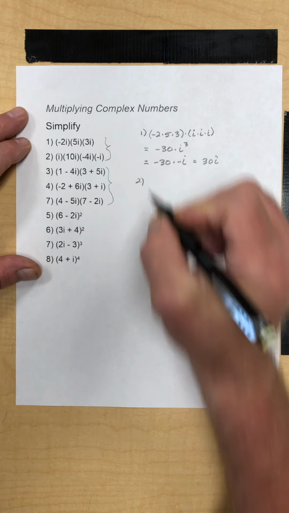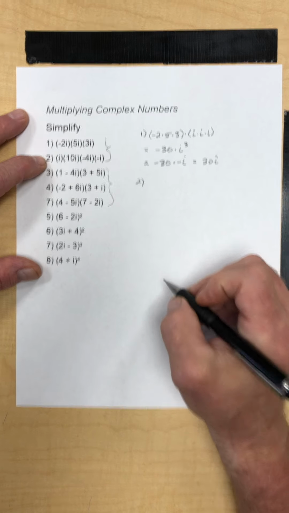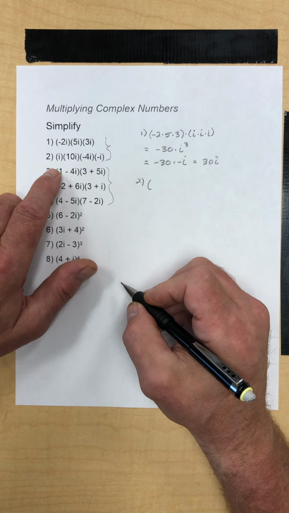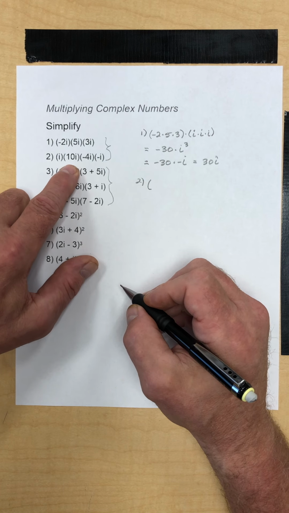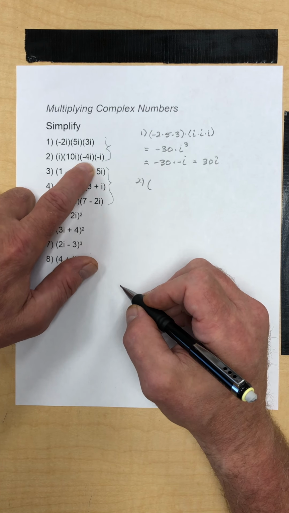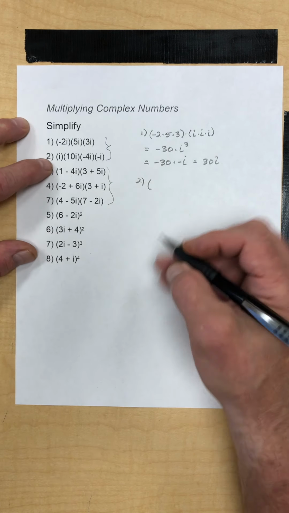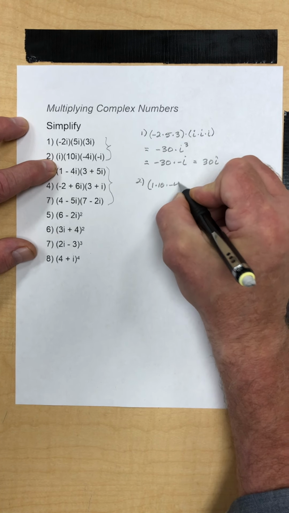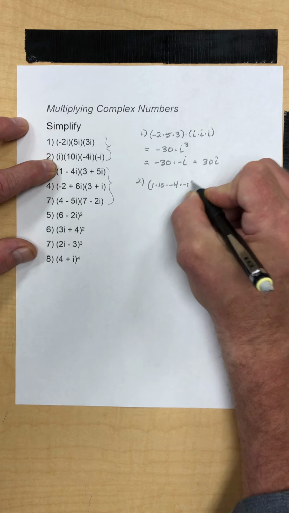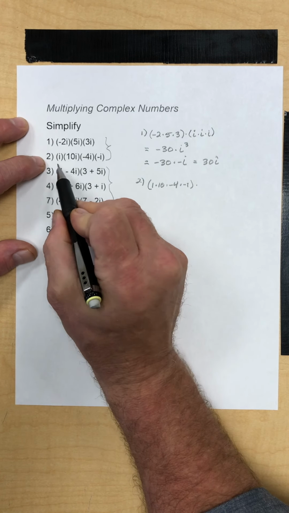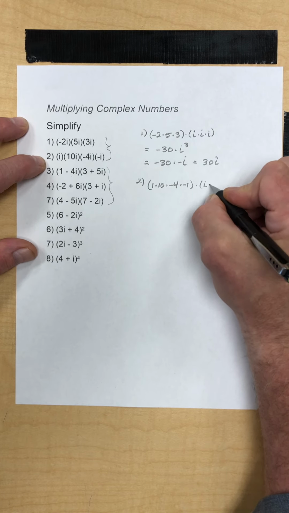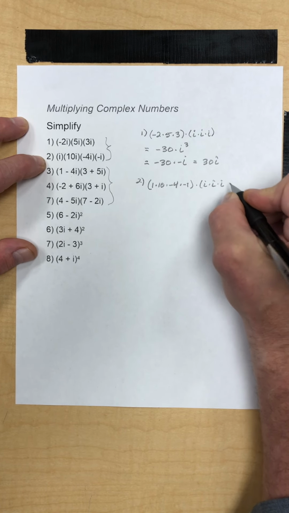Okay, let's take that second one. Very similar to the first one. So again, in my head, I'm going to group these things together. Okay, coefficient is 1, coefficient is 10, coefficient is negative 4, coefficient is negative 1. So I'd have 1 times 10 times negative 4 times negative 1. And then I'm going to get I times I times I times I.